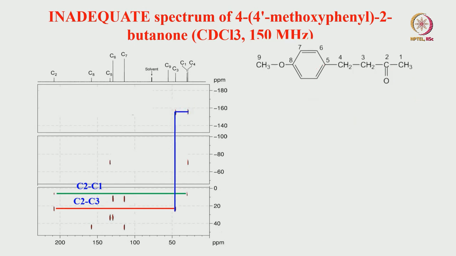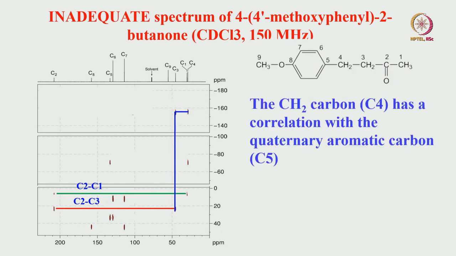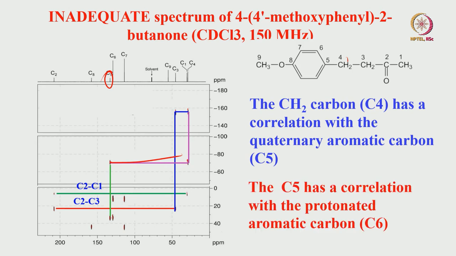All right, we'll go further. The CH2 carbon C4 also has a correlation with the quaternary aromatic carbon, this one. See from here, this is C5, a quaternary carbon. Go horizontally, you see it is a quaternary carbon. You can make that out from the intensity also. It correlates to that. Further, C5 is correlating to carbon 6, a strong peak.